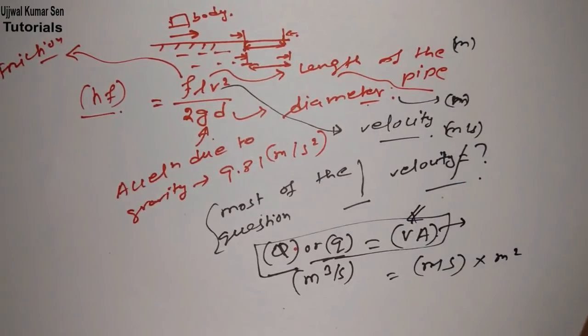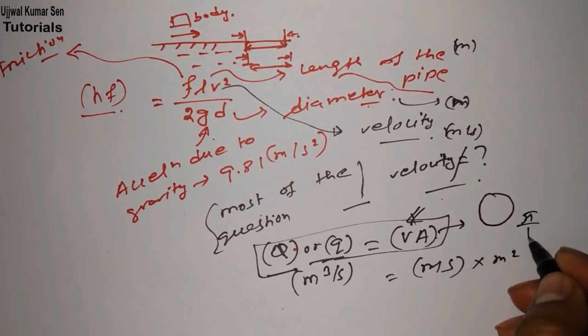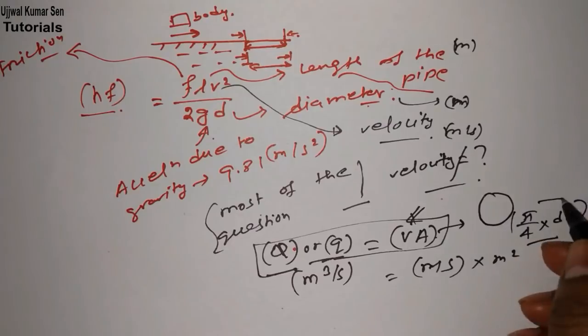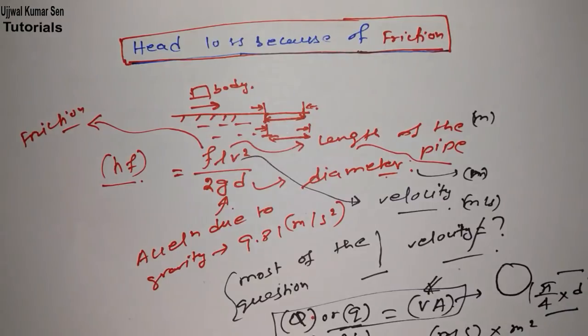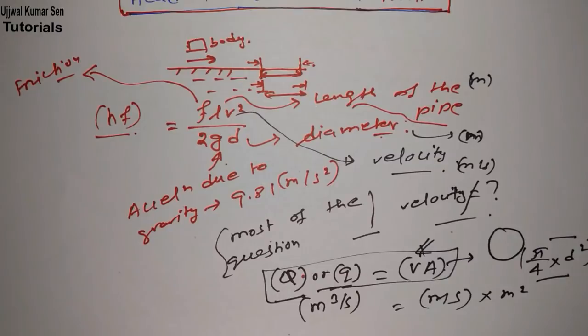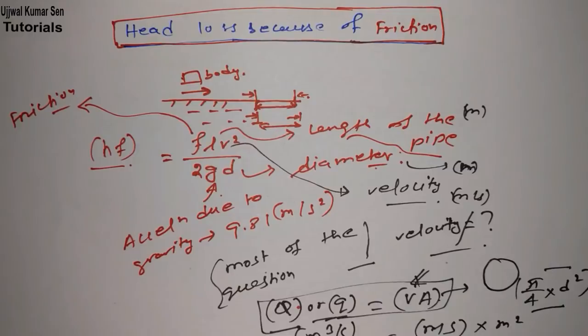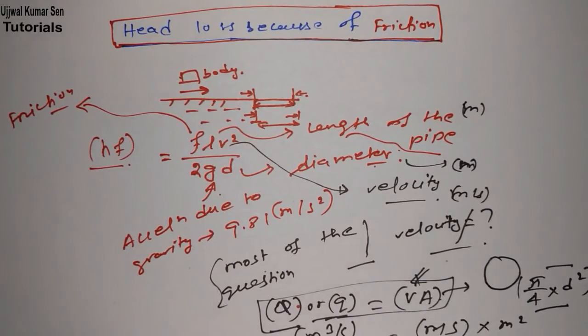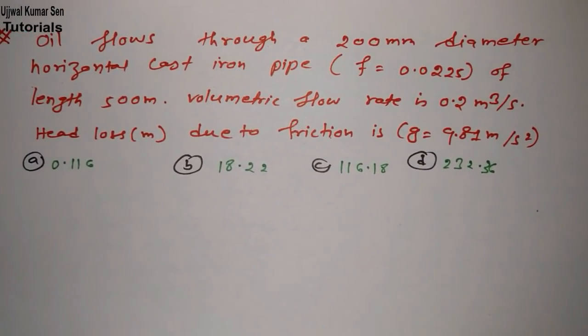Again, area: in most of the questions I have seen, they have used circular cross section. That means area is pi by 4 multiplied by d square. So these are the things you require to solve problems related to head loss because of friction. In the first half of this video, I have shared with you the formulas related to it, and how to find out the answer with a little basic concept. Now let's go for the numerical problem which I wanted to share with you. The numerical problem is right now in front of you.